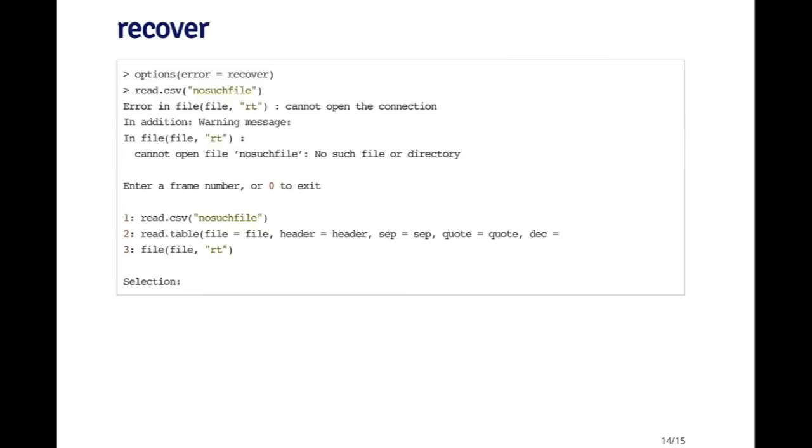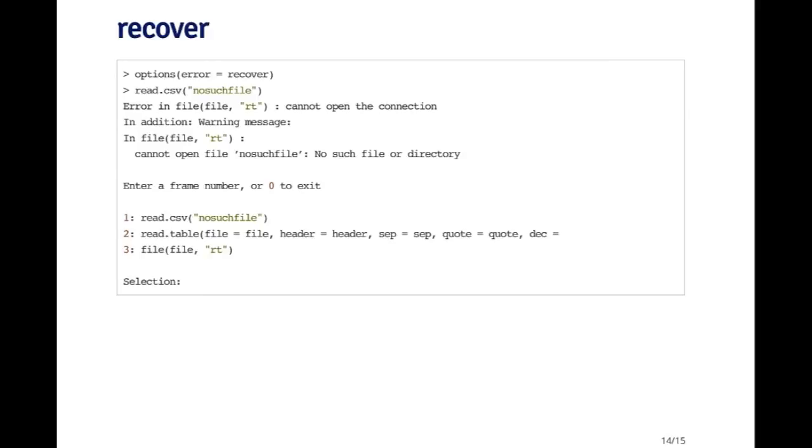The recover function: you can set recover to be this kind of error handler using the options function. You can say options error equals recover, and that will set a global option. So now this behavior will occur for everything you do as long as your R session is open. As soon as you quit, it'll go away, and if you start up R somewhere else, it's not going to save that option. Now I'm going to read.csv some file that doesn't exist, and you get an error message, cannot open the connection, and some warning also. But instead of getting my console back, I get a little menu here.